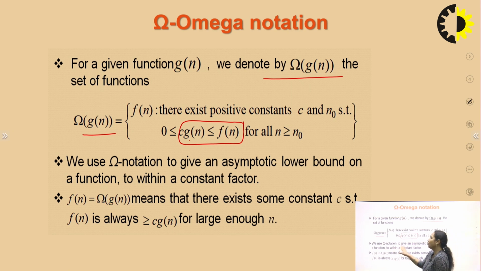If we use omega notation to give an asymptotic lower bound on a function to within a constant factor, this particular symbol, f of n equals omega of g of n, means that there exists some constant c such that f of n is always greater than or equal to c dot g of n for large enough n. That will define the best case complexity.